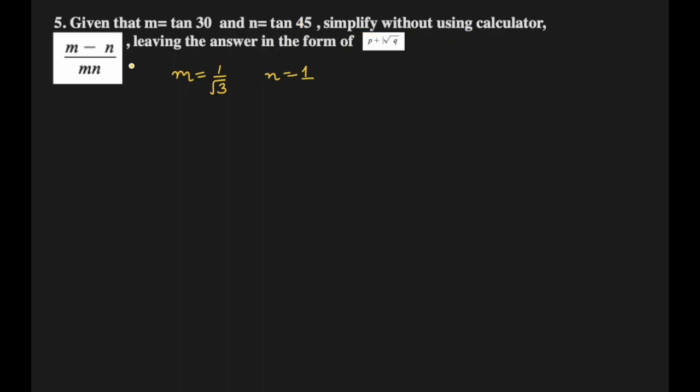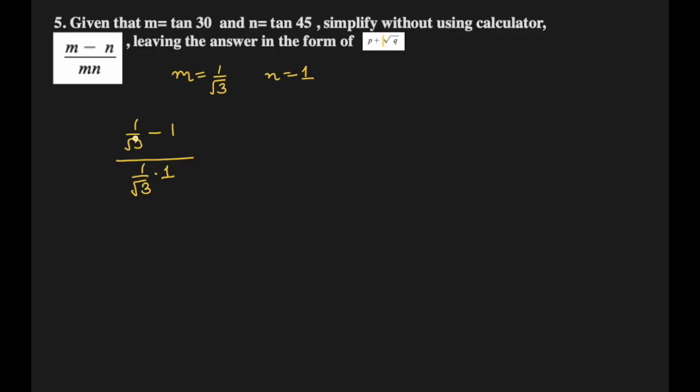Simplify without using a calculator (m minus n) divided by mn. That means 1 over square root 3 minus 1, divided by 1 over square root 3 times 1, and leaving your answer in the form p plus square root q. There is nothing like this, only p plus square root q.